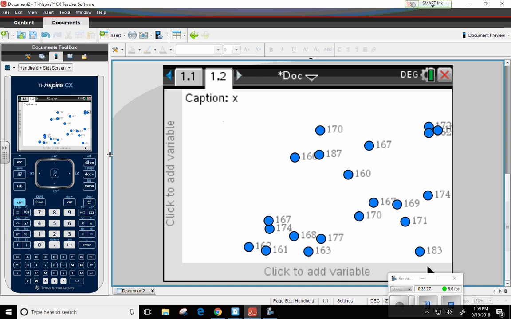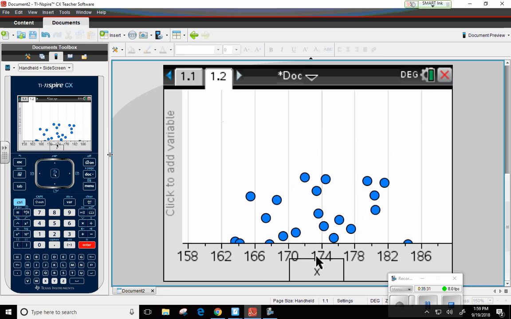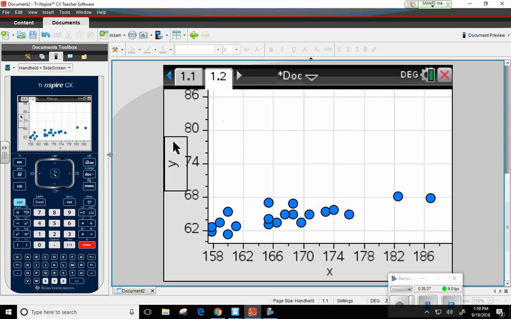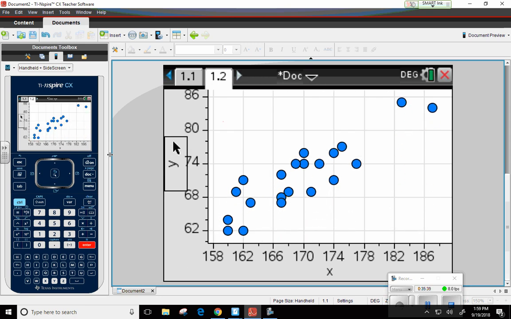So I like to hit tab and always choose the horizontal first. So there's my x. It gives you that little dot plot. Then I'm going to say tab, and there's my y. Okay, so the scatter plot that we created should look just the same. A little off because of the calibration, but that's okay. Now, all we got to do is figure out what that equation is. How do I get there?